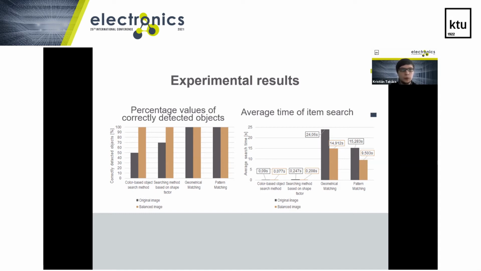of each used method. The result of that measurement is that by using the color balance sub-algorithm on the original image, we can increase the percentage of correctly detected objects, minimize the number of falsely detected objects, and speed up the average object search time by highlighting the edges of the searching objects.